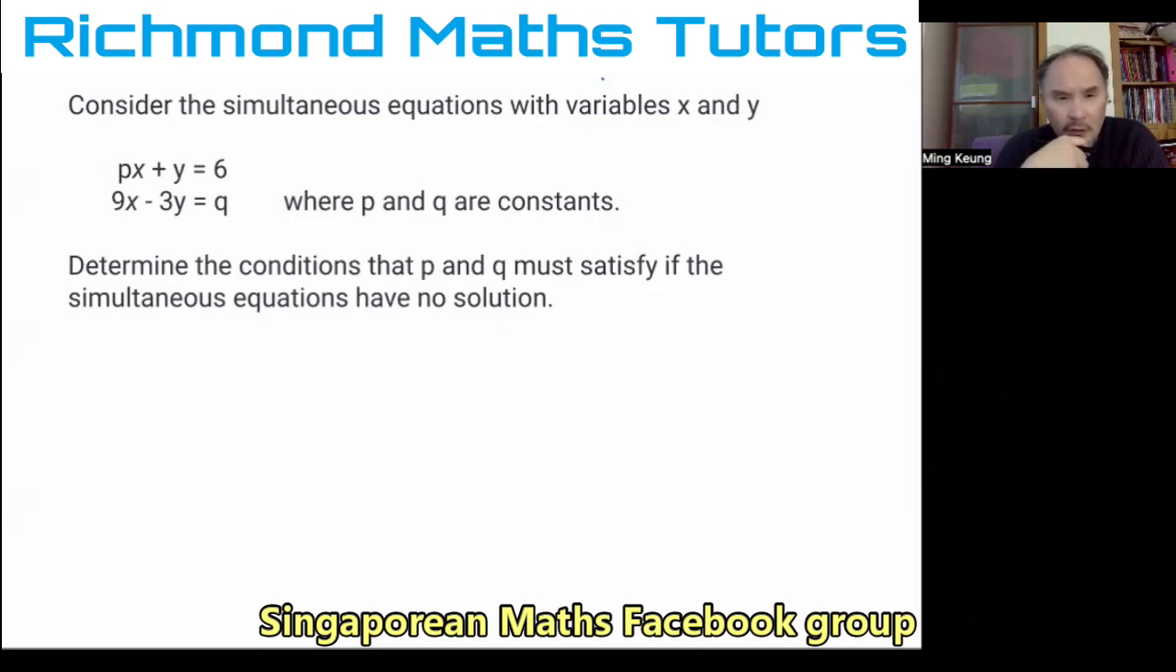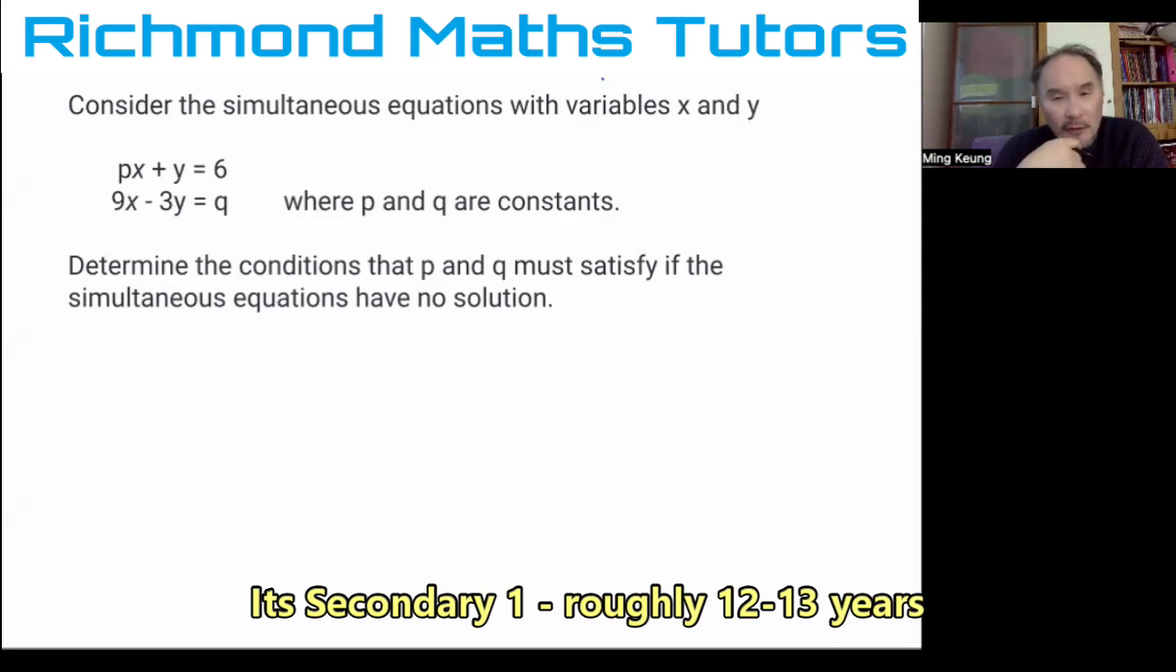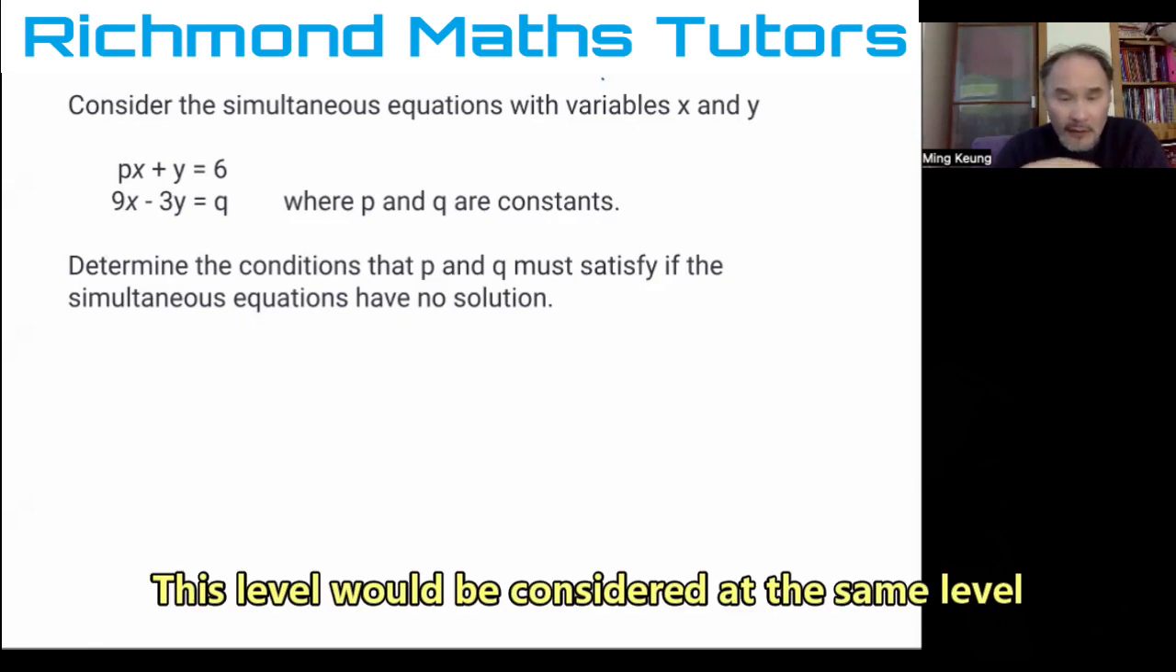And this question asks: consider the simultaneous equations of variables x and y, where px plus y equals 6, 9x minus 3y equals q, where p and q are constants. Determine the conditions that p and q must satisfy if the simultaneous equations have no solution.